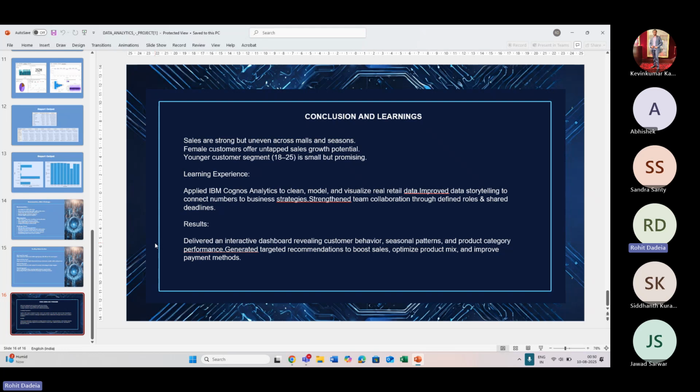This project was not just about analytics, it was about turning data into a story that could guide business strategy.